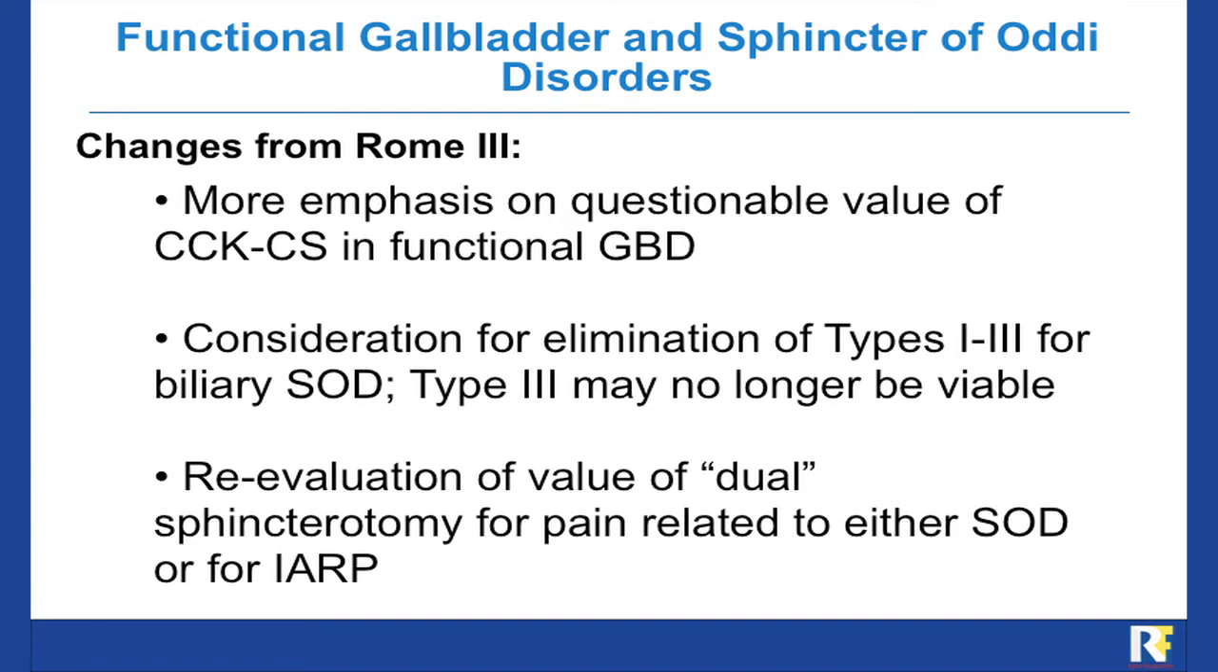There's certainly more emphasis on the questionable value of the CCK cholecystography or the quantitative biliary imaging that's available to us in these disorders, particularly its role in the functional gallbladder disorders where obviously the gallbladder is intact. You may be aware of this current recommendation where the ejection fraction of the gallbladder lies somewhere between or below 30% or 25%, and that's said to be an indication for cholecystectomy.